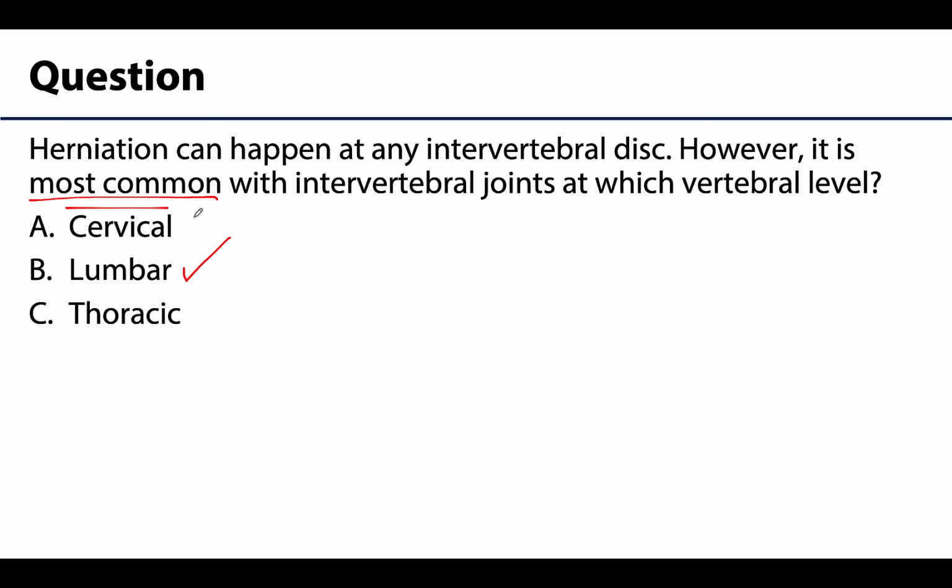Cervical, it certainly can happen there. Herniations are not all that uncommon in the cervical region. This would actually be the second place that they would most likely occur. Thoracic is a bit less typical, but lumbar is by far going to be the most common site. Okay, so that should wrap us up in terms of the intervertebral discs of the vertebral column.